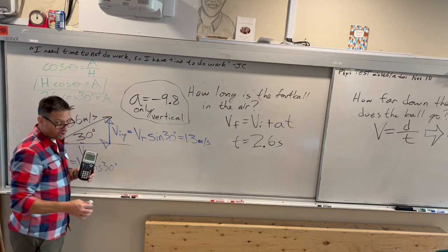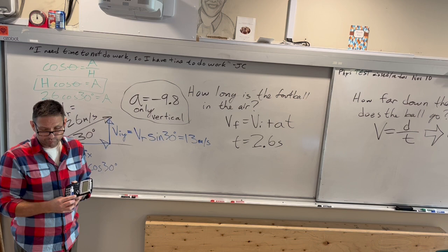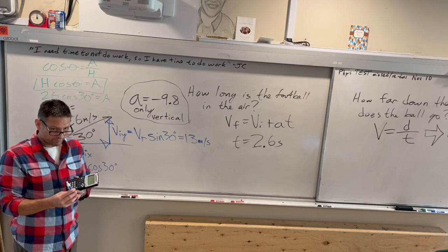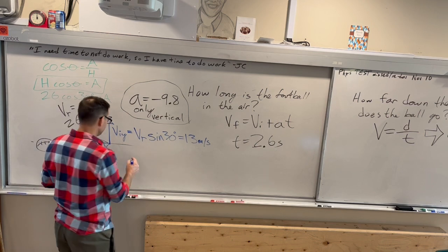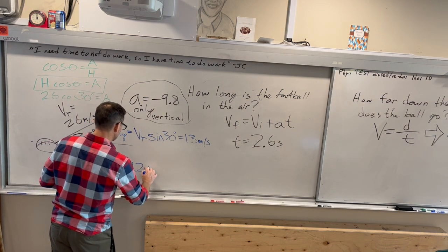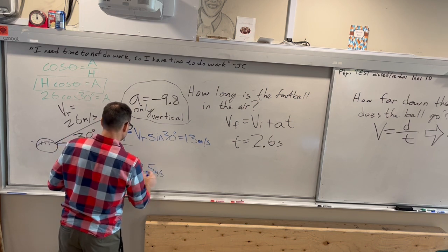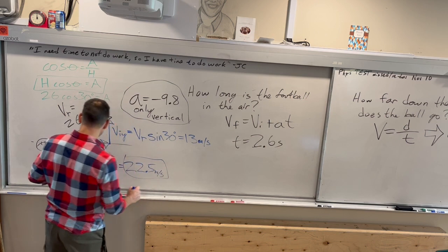Now, if you don't, you're either doing something wrong or your calculator might be in radian mode. Radians are a different measurement of angle. So you should get 22.5 meters per second here.